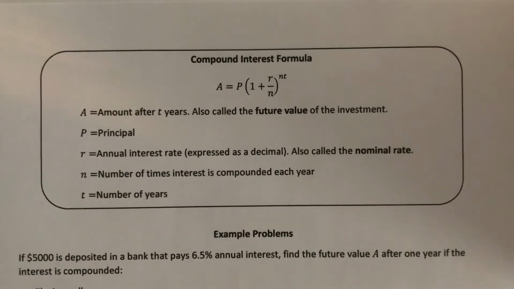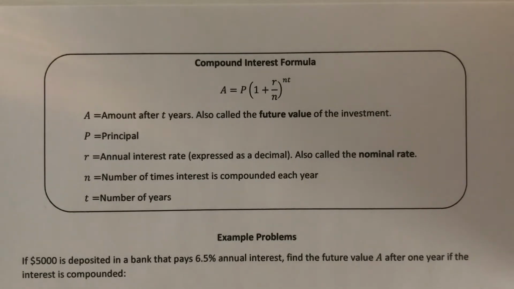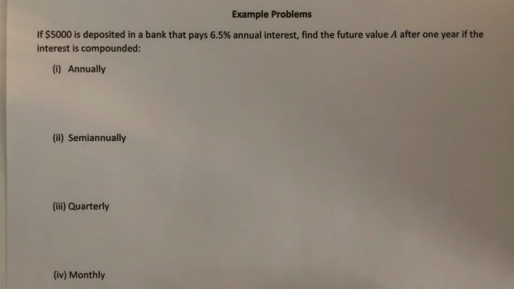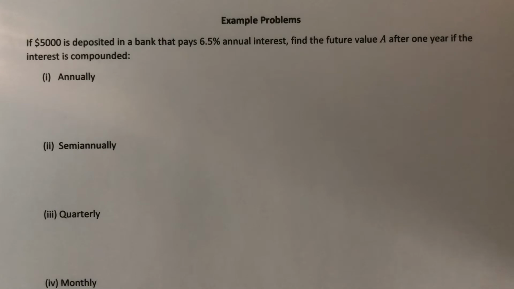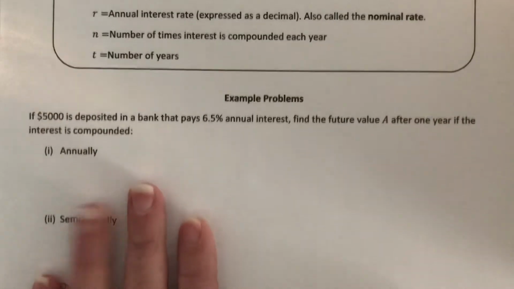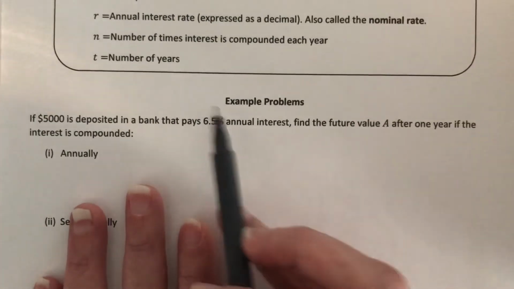Okay? So I said earlier that when everything else is equal, the more times you can compound in a year, the more the future value of the investment is going to be. So you're going to see several problems like this, where you have one major investment, and all they do is change the number of times you are compounded in 1 year. So you should see as the number of compounding periods increases, you're going to end up with more and more money.